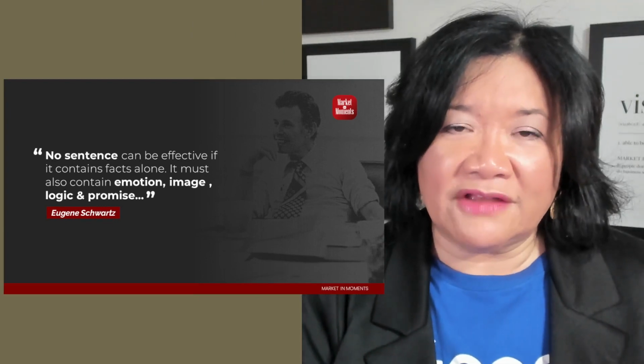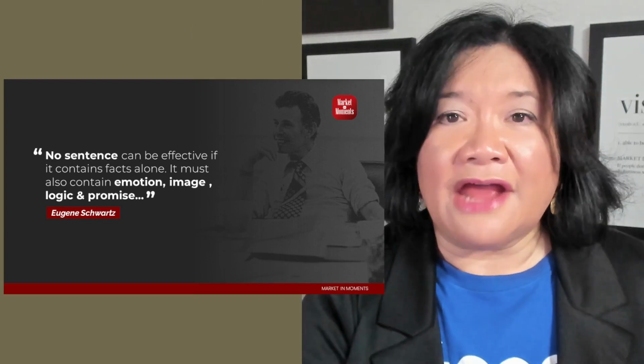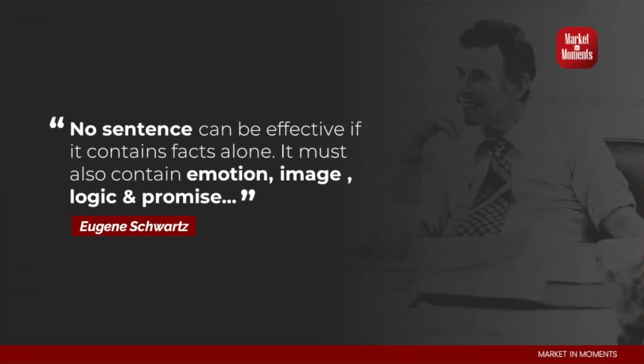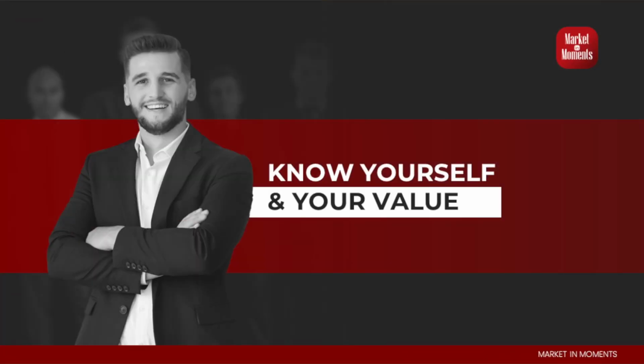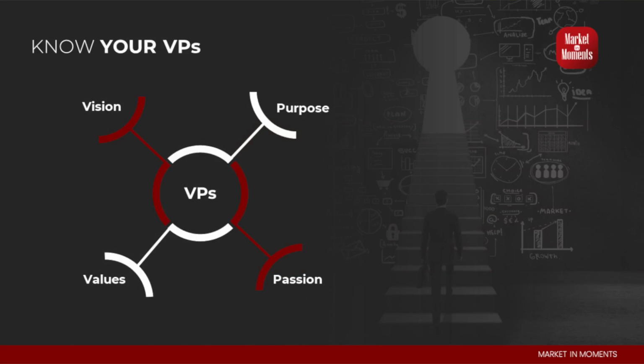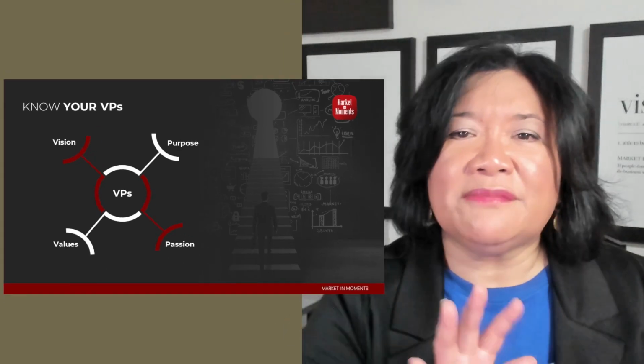And it's important for us to know what emotions we evoke and what emotions are also a part of somebody's decision journey. So it's important for us to know our value. What is it that we deliver? Why do people do business with us? And it's important then for us to know our VPs. This is our vision, our purpose, our values, and our passion. They need to come across with everything, because this really helps differentiate us from everyone else. This is what makes us so unique.